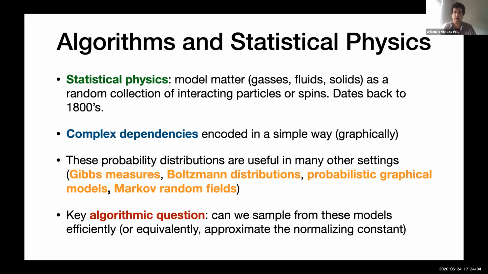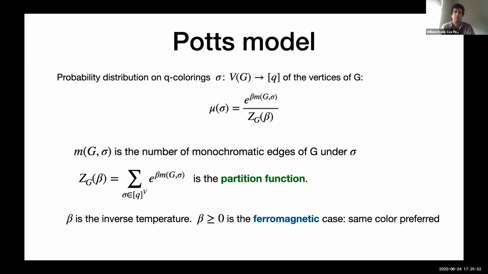Okay, so the model I'll talk about is the Potts model. This is a probability distribution on colorings with q colors of the vertices of a graph. And we choose a certain coloring with probability proportional to the exponential of beta times the number of monochromatic edges. Then this function Z, summing over all the colorings, is the partition function, this normalizing constant. And beta is the inverse temperature, one divided by the temperature. And in the case I'll talk about, beta is positive, meaning that we prefer monochromatic edges.